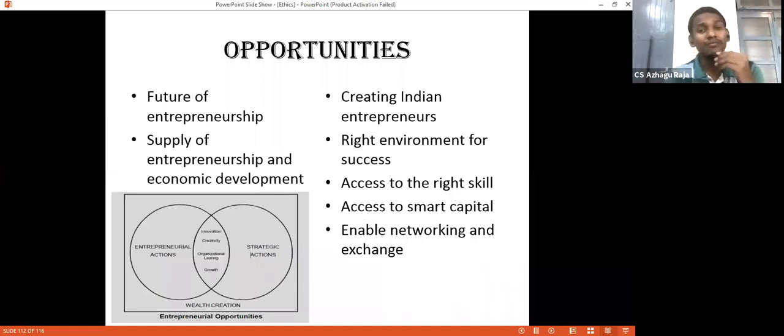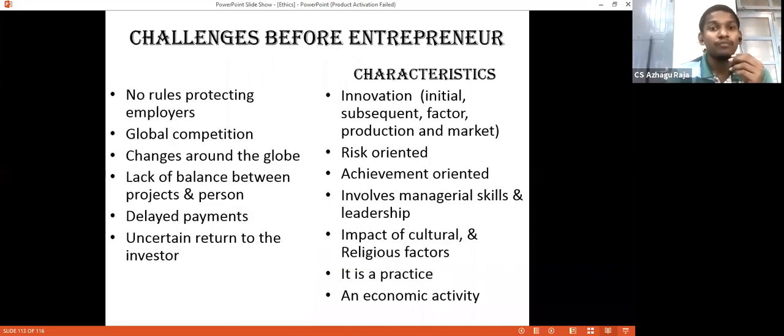That's very, very important. And what are the opportunities creating Indian entrepreneurs, and the right environment for success? These are the government's role in creating Indian entrepreneurs. That is why a lot of concessions are provided to entrepreneurs, along with the right environment for success, access to the right skills, access to smart capital, and enabling networking and exchange. And challenges before entrepreneurs include no rules for protecting employers. See, what are the challenges when one starts a new business? They talk a lot about protection with respect to environment and employees, but there is no protection with respect to the employer, the entrepreneur who is starting the business. And global competition is increasing day by day, with challenges around the globe. And then there is a lack of balance between projects and persons, right?